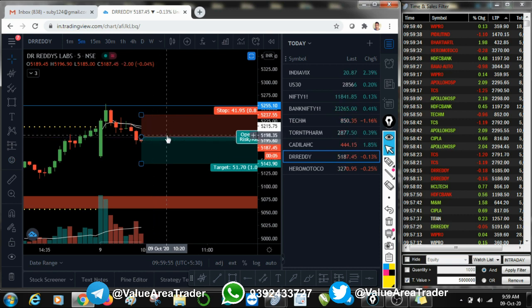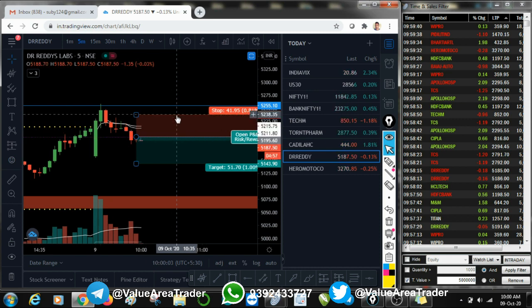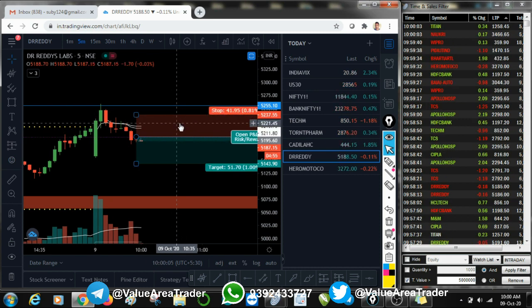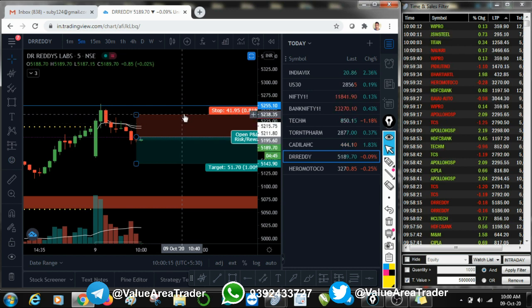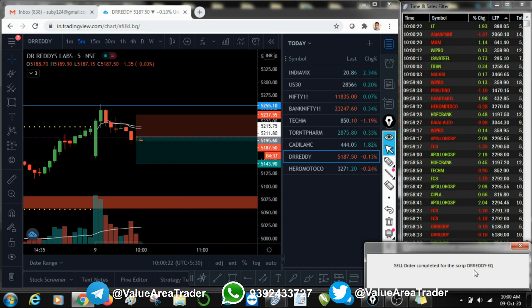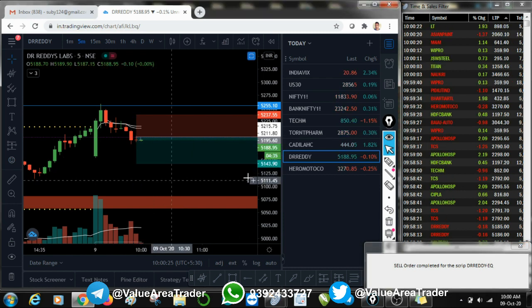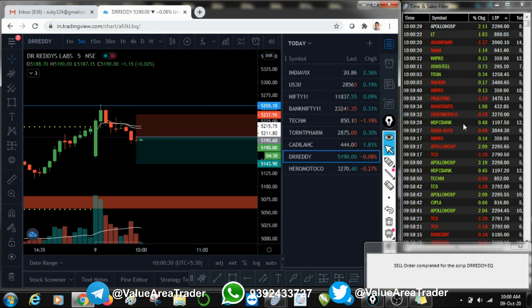So I think we will take a sell trade for Dr. Reddy as well. So I'll just put what is my stop loss here. It is 40 points. So I'll just put Dr. Reddy in my mobile. I'll just sell, and my stop loss is at 5238. So I'll put stop loss 5238, and you can see sell order completed for Dr. Reddy as well. So right now we have two sell orders for Dr. Reddy and Hero Motoko. Let's see if we can see anything else from the screen.